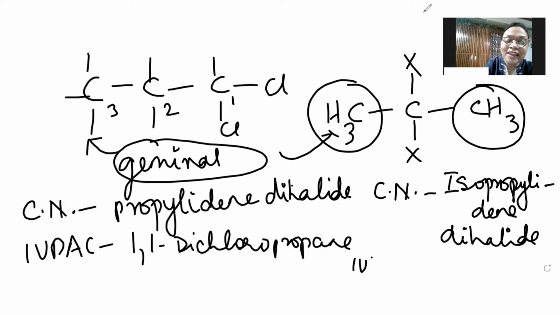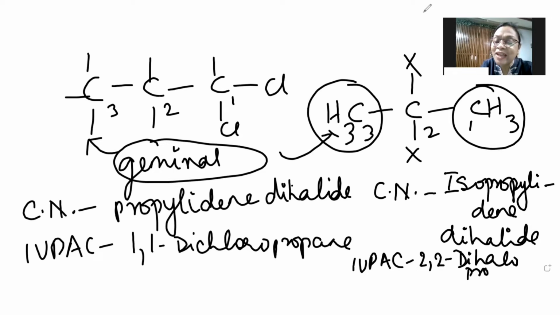And the IUPAC name, I think you are well versed now. Yes, I don't have to write it down probably. So this is 2,2-dihalopropane. Depending on the halogen, you would insert bromine, chlorine, fluorine, etc. All right. So I am done with the 2 geminal dihalides of propane. So see, isn't it a little different compared to ethane, compared to methane? Yes, yes. And now for the vicinal.